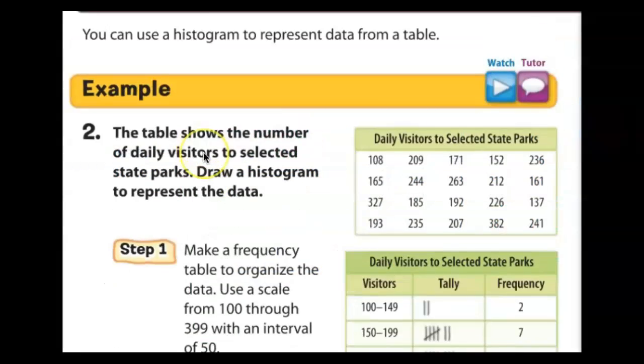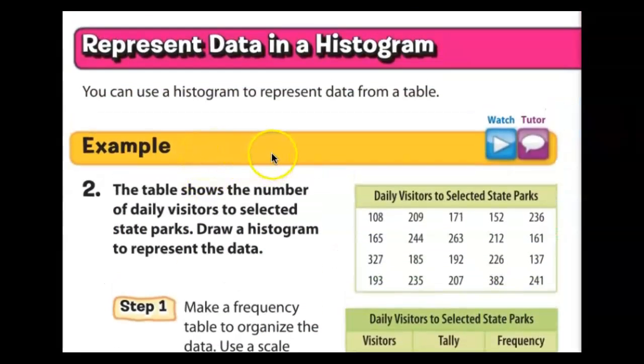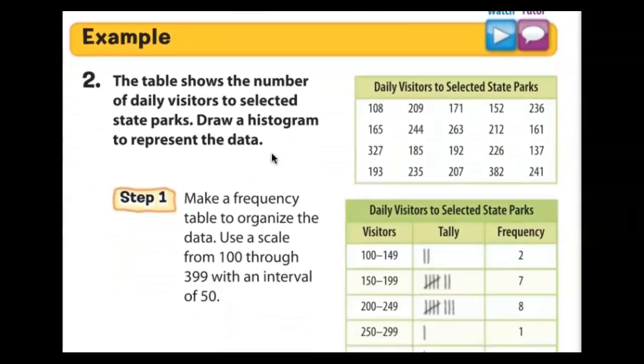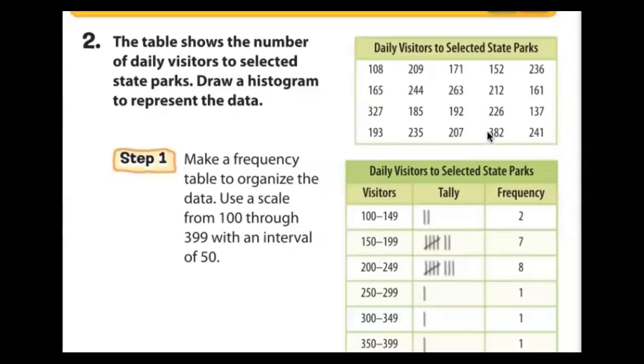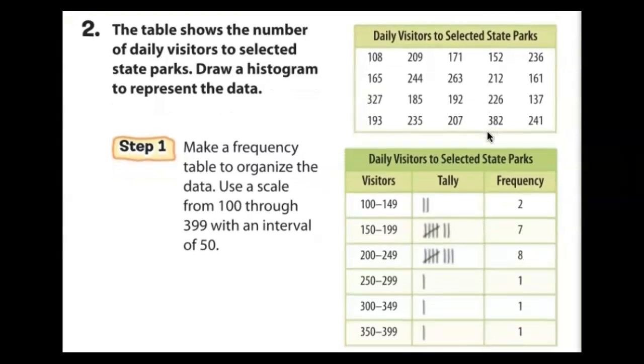Okay, so representing data with a histogram, you start out with a big data table. This is talking about the daily visitors of selected state parks. There's quite a few different numbers here. And what you do next is you have to organize that data and find out the frequency that the different intervals of data occur. So basically, someone found the least number of people who visited on a particular day. Go ahead and look for that number and tell me what that number is.